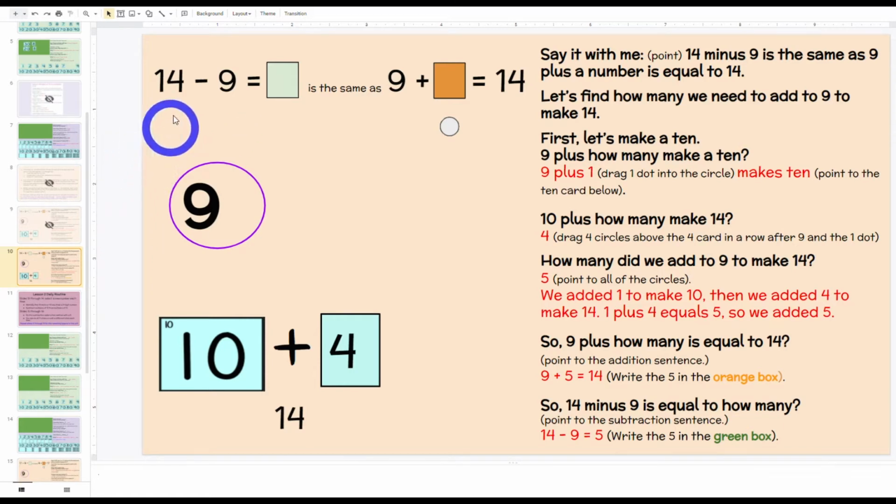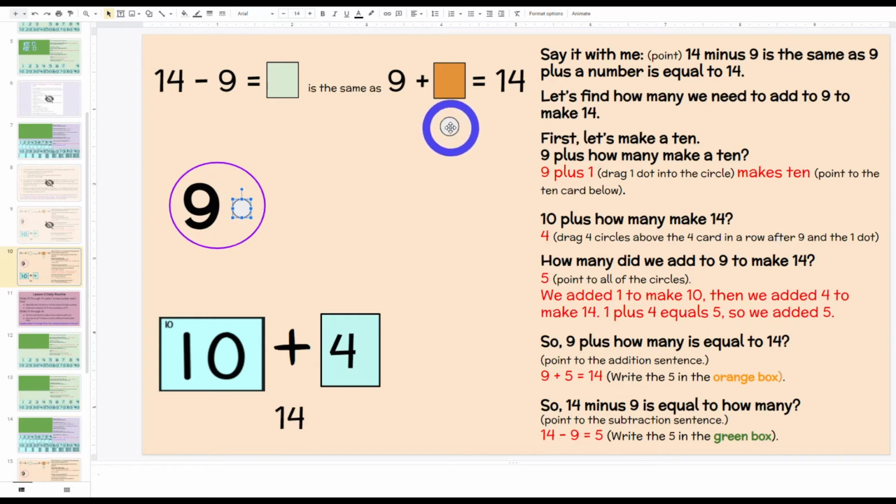So I want you to say it with me. 14 minus 9 is the same as 9 plus unknown equals 14. Let's find out how many we need to add to 9 to make 14. So our problem is 14 minus 9, but we rewrote it as an addition equation. 9 plus unknown equals 14. What goes with 9 to make a 10? Class, 1. 9 and 1 make a 10.